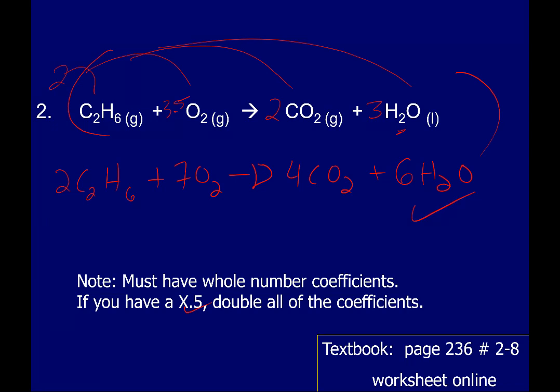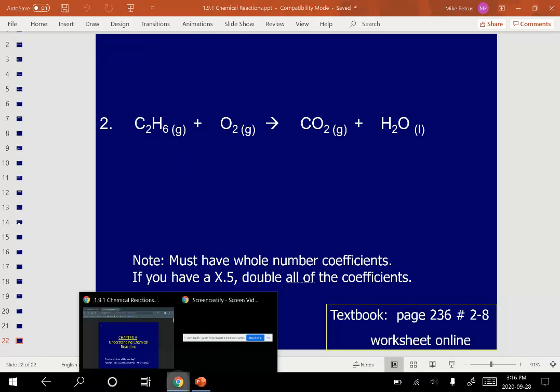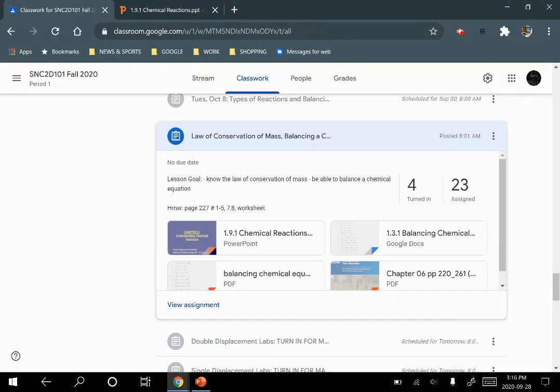So what you can do for more practice is do page 236, numbers 2 to 8. There's a worksheet posted online called, I think, Balancing Practice or something like that. And then you'll see in a separate post a balancing assignment. And actually, let me get out of this presentation and I'll discard my annotations, just to show you where this stuff is. Let's go back to where our work is posted.